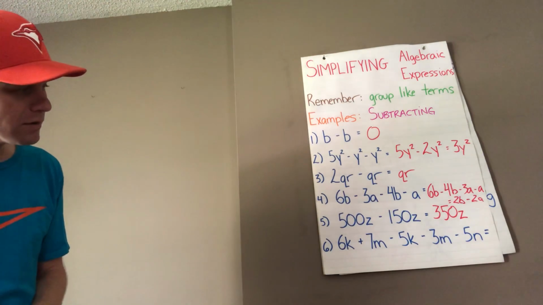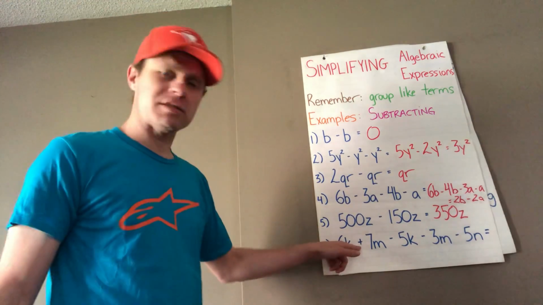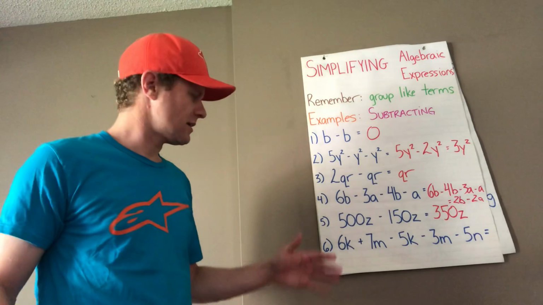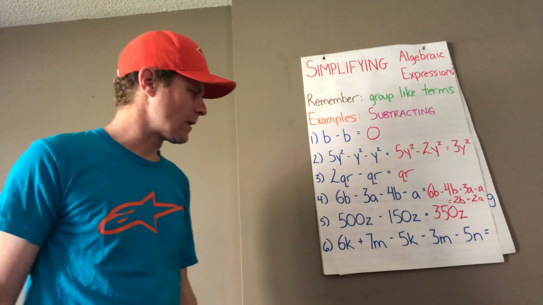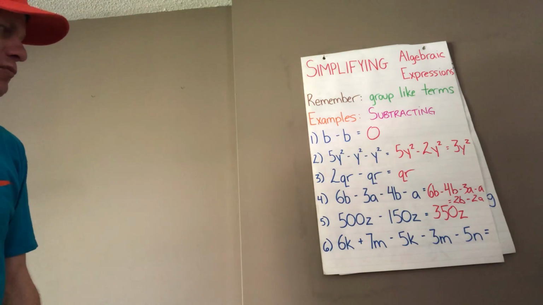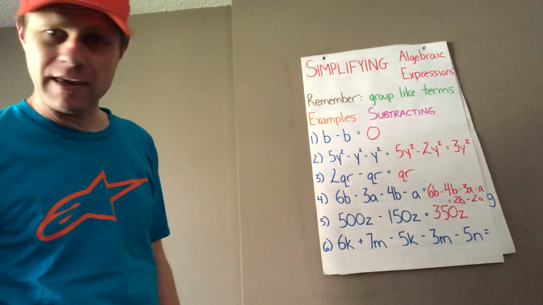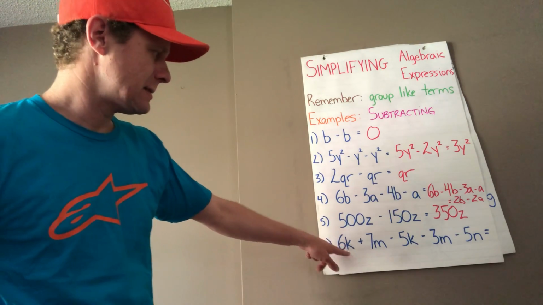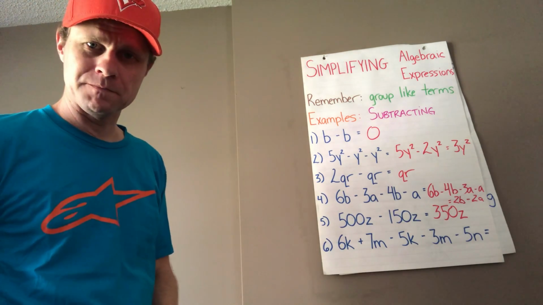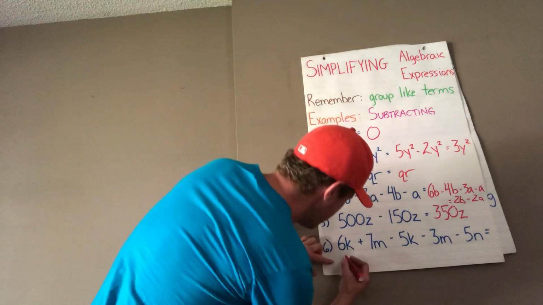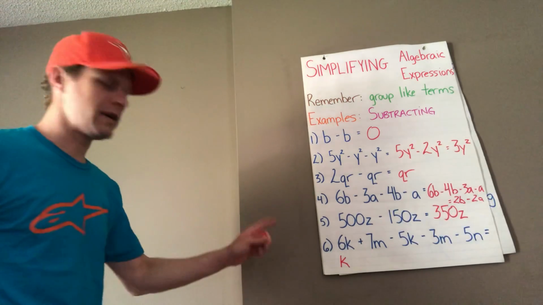Now this bottom one, the trick in here is that there's an addition sign. So we've got a mix of addition and finding the difference between. Okay? So, if we have our like terms for k, 6k minus 5k is how many k? It's k, okay? So we're left with 1k.